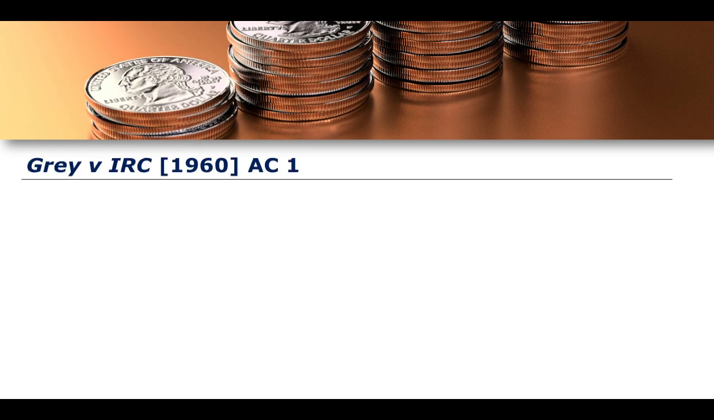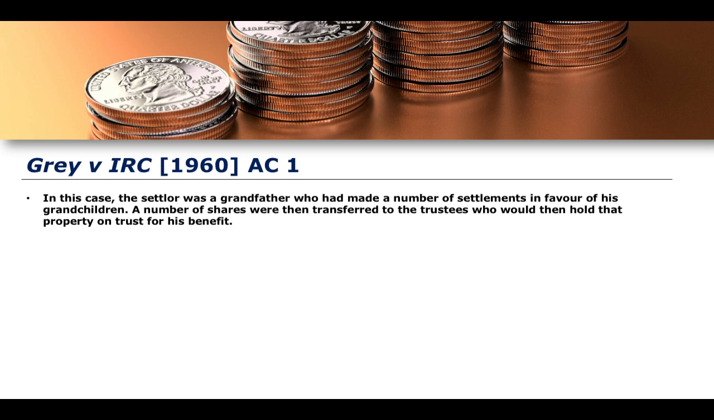So the case of Gray versus the IRC from 1960 was a case that involved a settlor who was a grandfather and who had made a number of settlements in favour of his grandchildren. A number of shares were then transferred to the trustees, who would then hold that property on trust for his benefit.